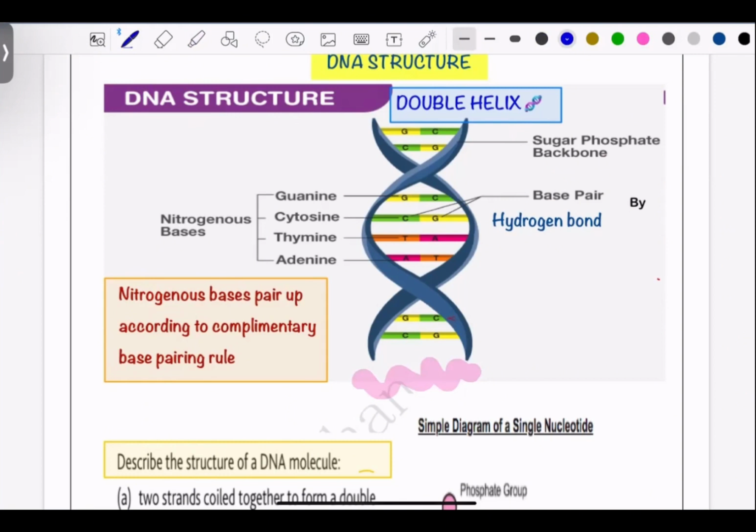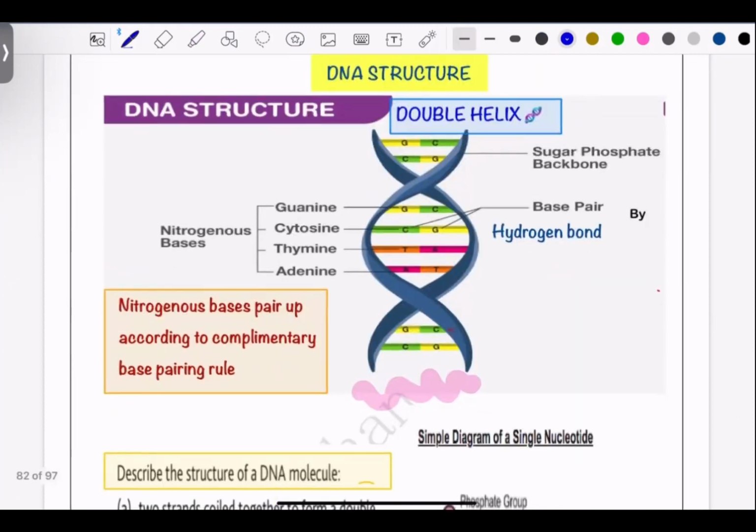Here we're going to prove that this chromosome is made up of protein and some biological molecules which we call nucleic acid. Okay? The nucleic acid here, we give it the abbreviation DNA.